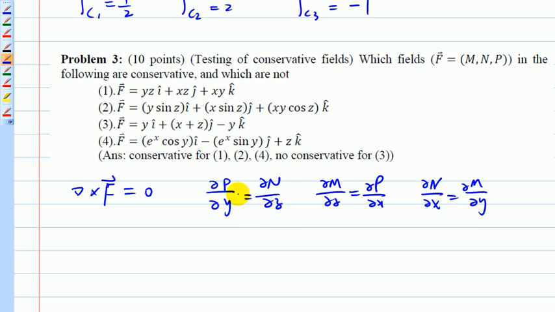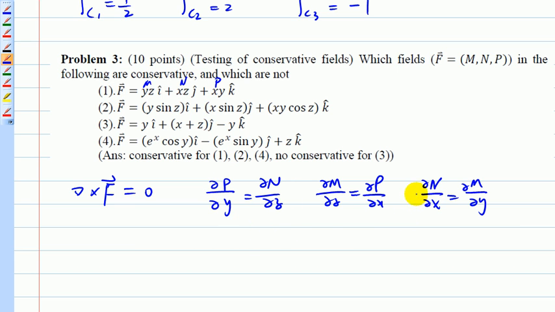So you need to verify the 3 equalities. What are the m and p? This is m, this is n, and this is p. That's how our notation is defined. The x component is m, the y component is n, and this component is p. It's really not tricky, you just have to calculate all the partial derivatives.